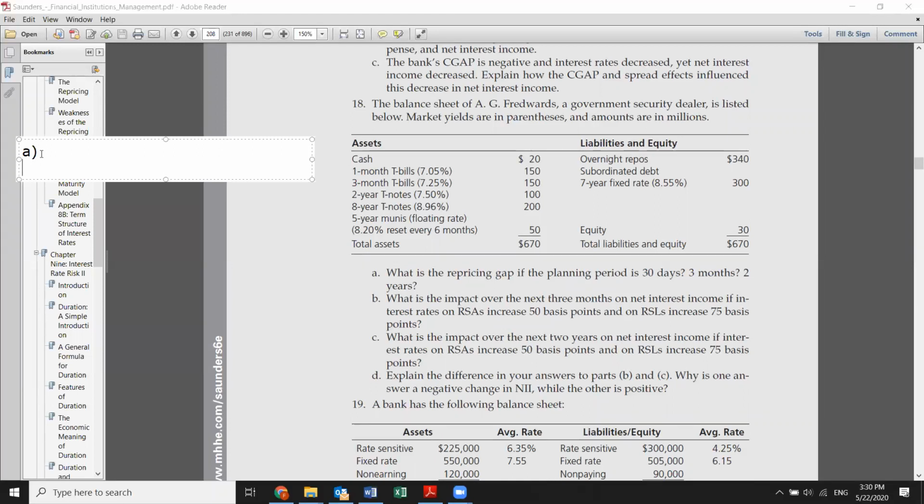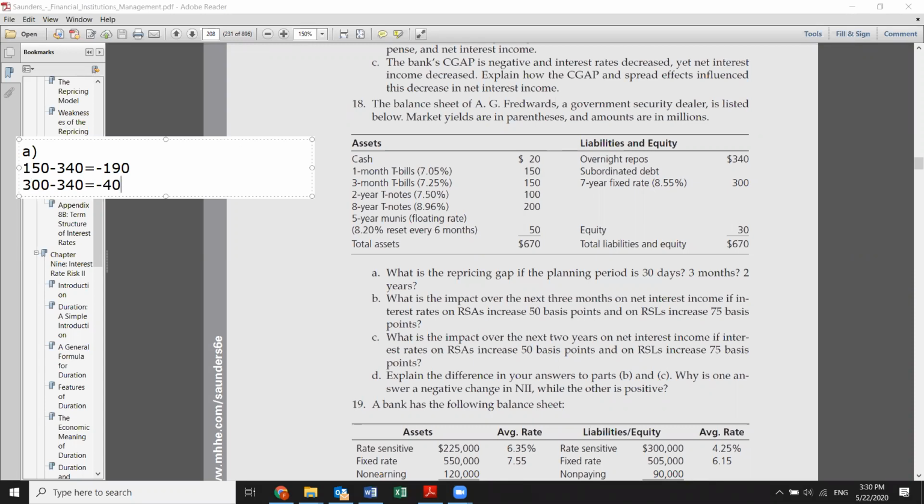So if it's 30 days, we will consider only the 1 month T-bills, which means 150 minus 340, that should give us minus 190. This is the repricing gap. And when it's 3 months, if you can see here, 150, 150, so I'll directly put 300: 150 plus 150 minus 340. So our repricing gap is reduced to minus 40.